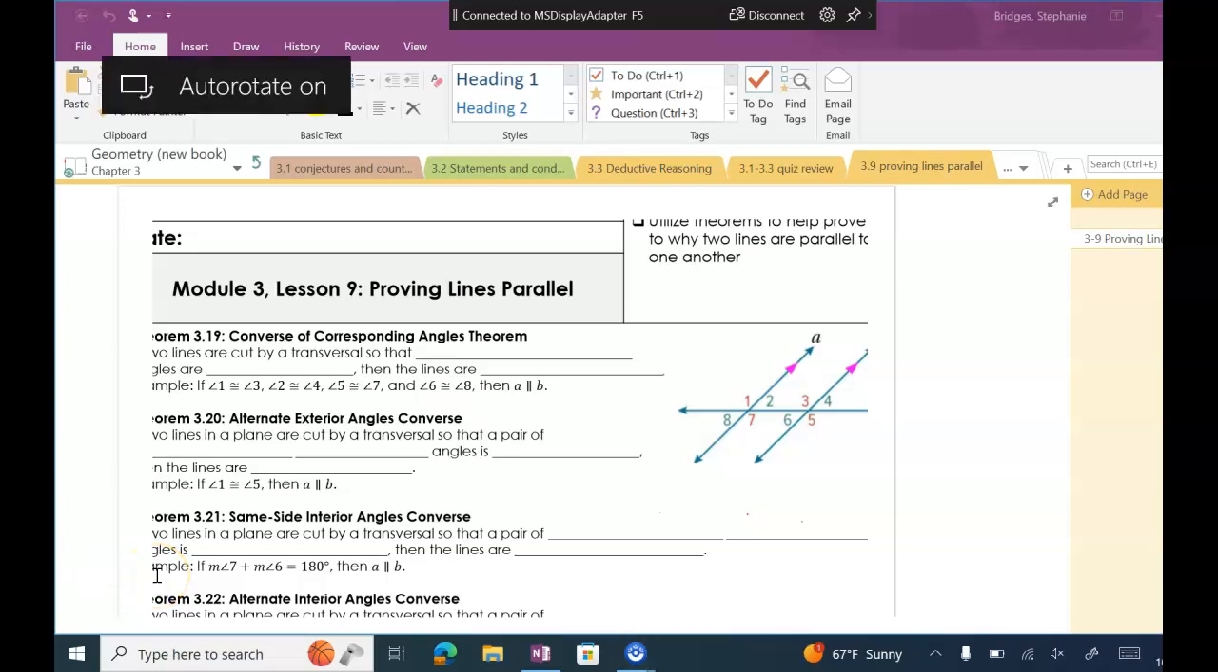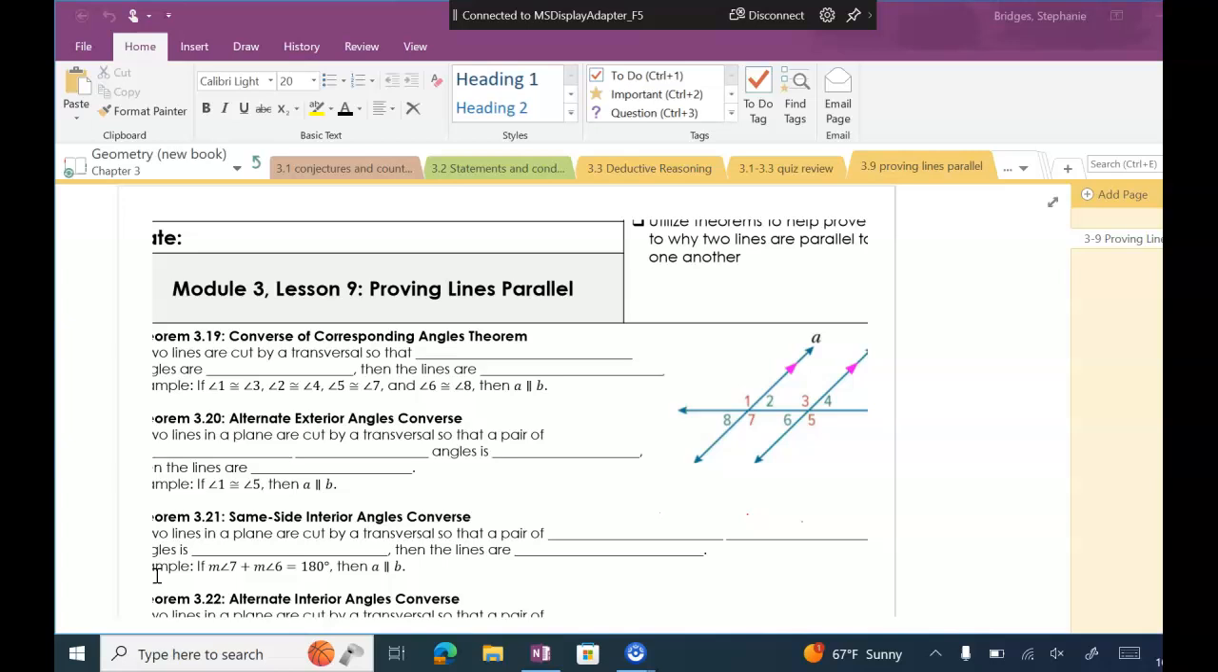Ready? Is everybody ready? So do you guys remember when we talked about parallel lines and transversals? We talked about alternate interior angles, alternate exterior angles, same side interior, same side exterior, and corresponding. So we're still dealing with all of those, but these are going to be our theorems reversed. So the converse of each one of our theorems.